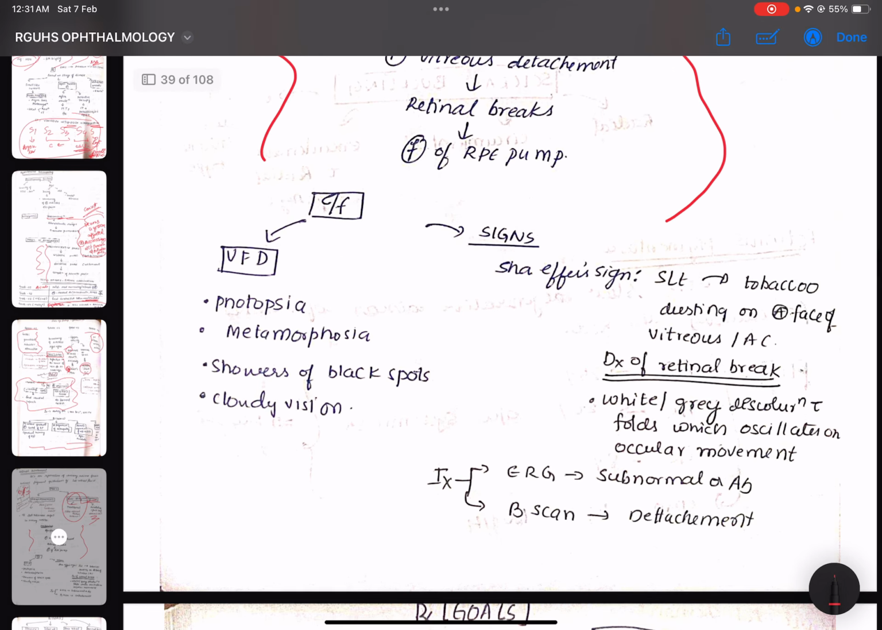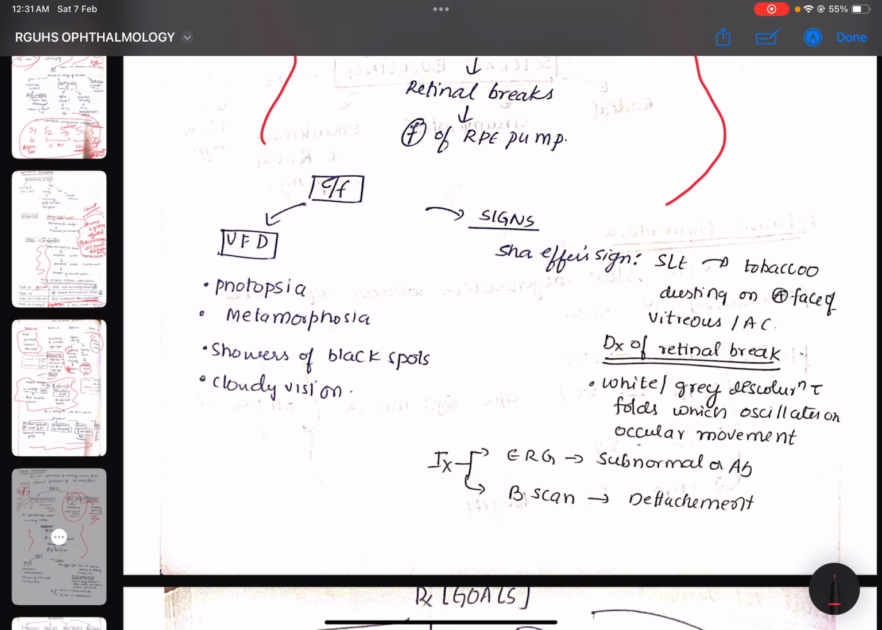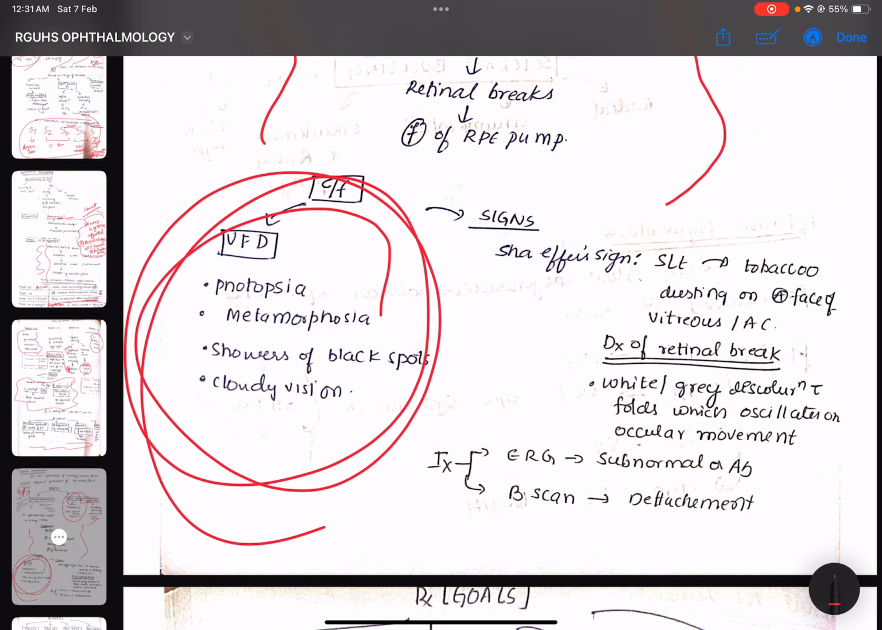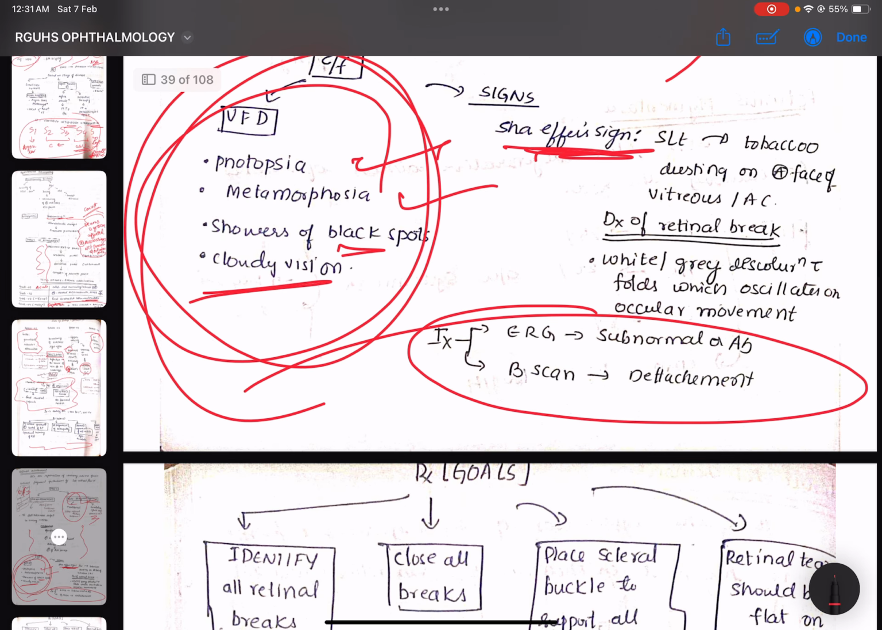And obviously clinical features, since we are still in retina, what do I have to talk about? Visual field defect. That is photopsia. That means the patient will say the curtain is falling even though there is no curtain falling. That is not photopsia, and metamorphopsia, which you have to write. These two things you have to mention. Again, you have to mention Shafer's sign. That is something which you need to know. And also all these things.